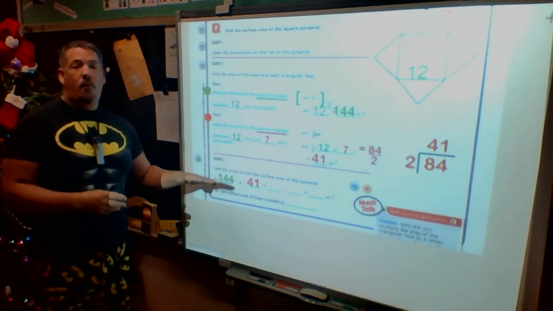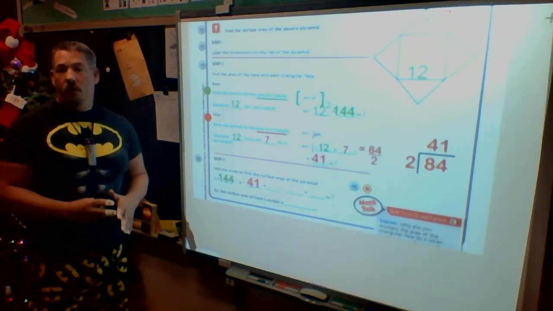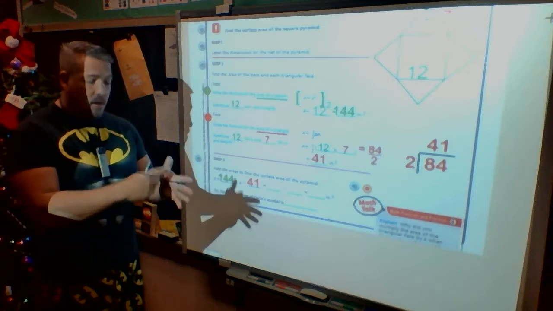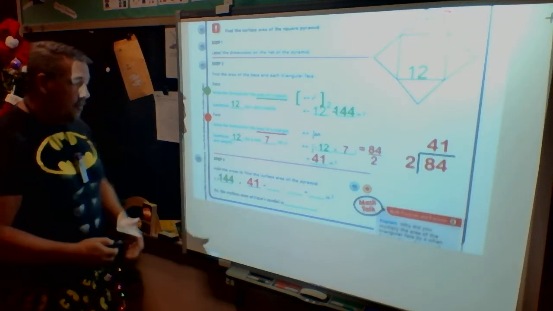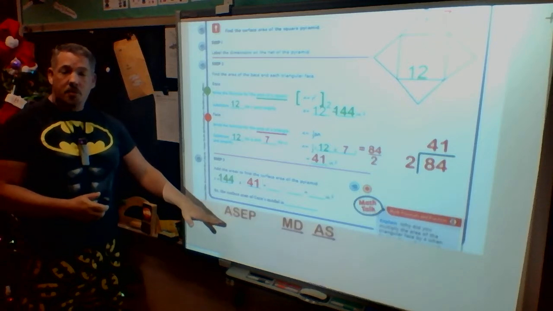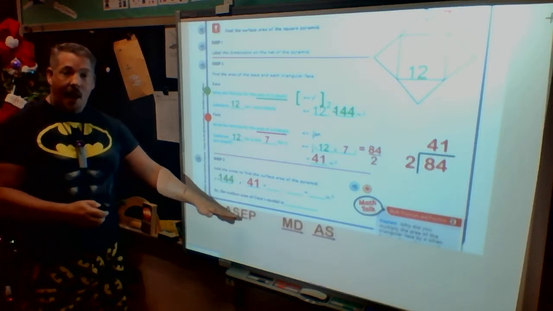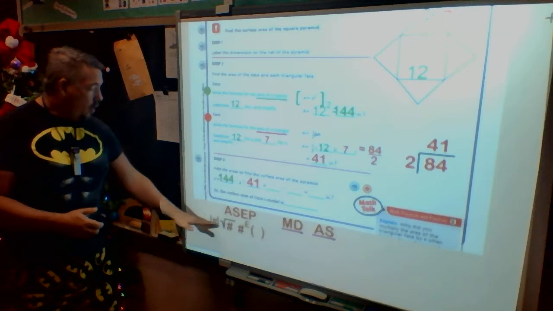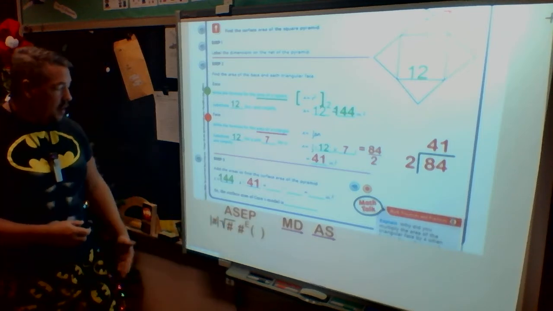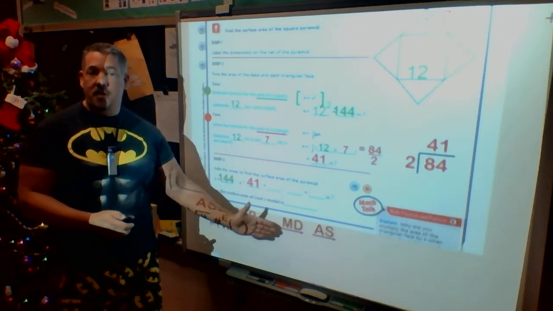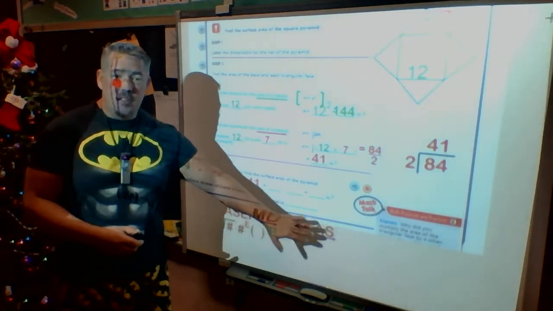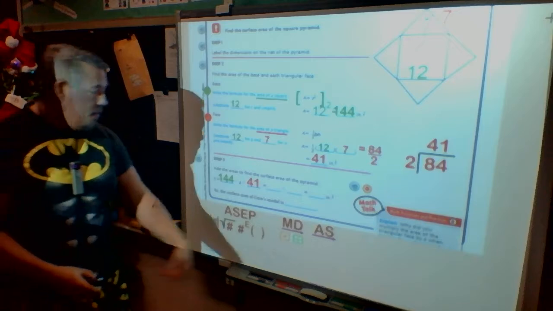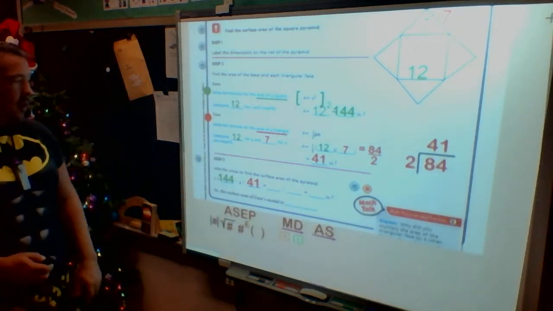That's an order of operations math problem. Order of operations: Please Excuse My Dear Aunt Sally. So I have parentheses, exponents, absolute value, square root. Do all of those first. Then I have my multiplication and division from left to right. And then I have addition and subtraction, which is always my final step, from left to right.